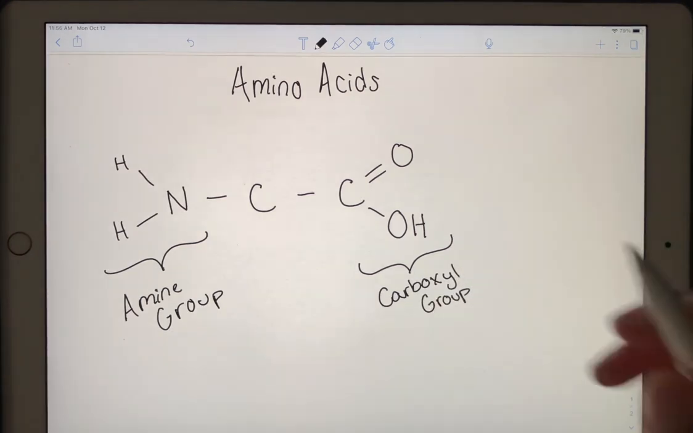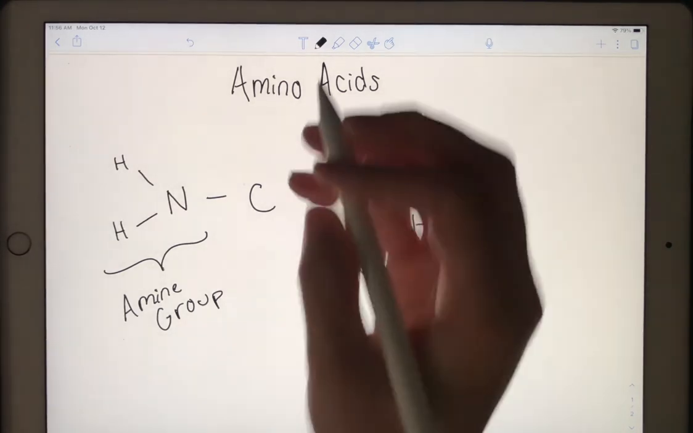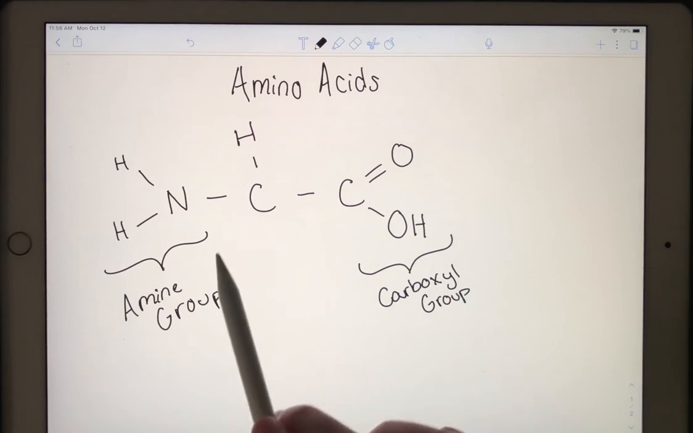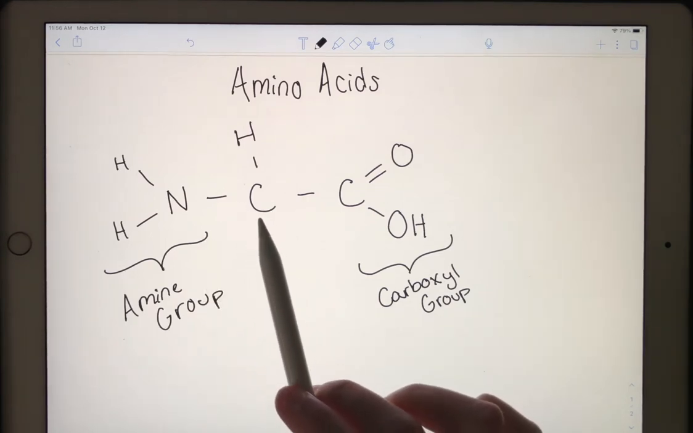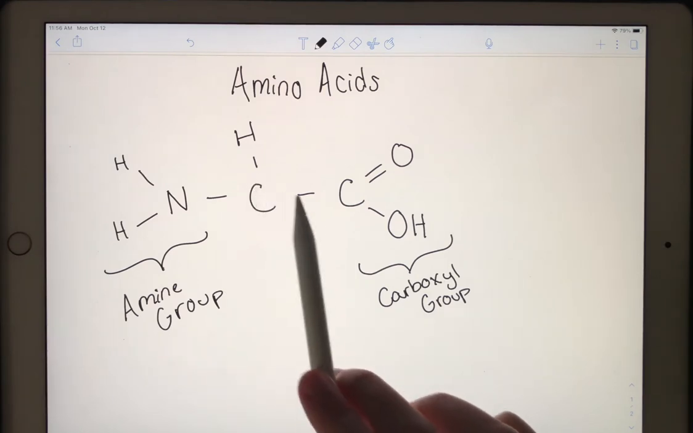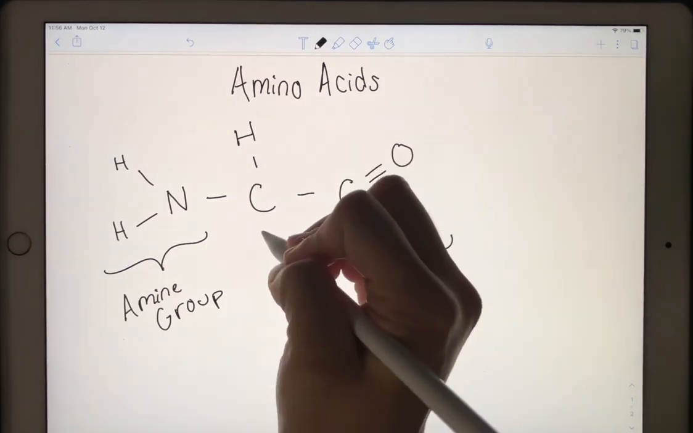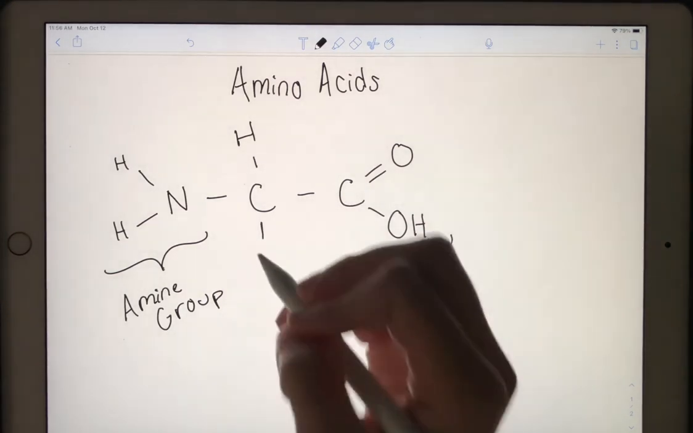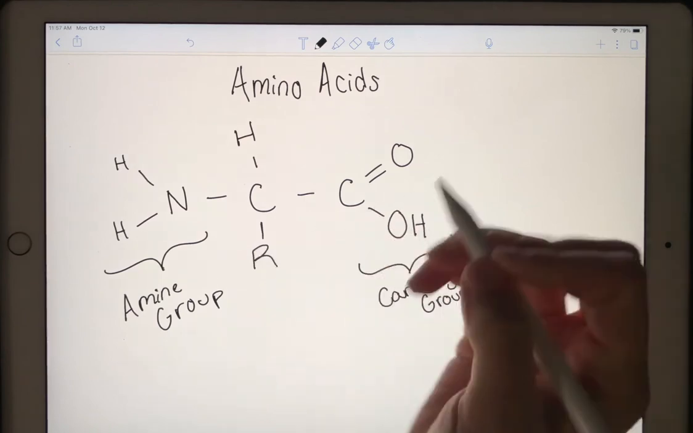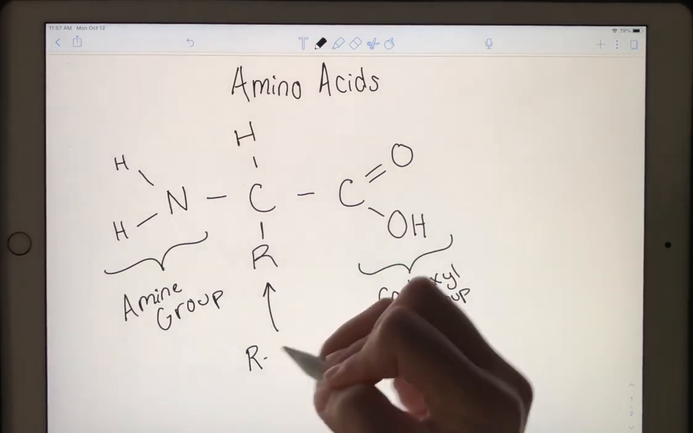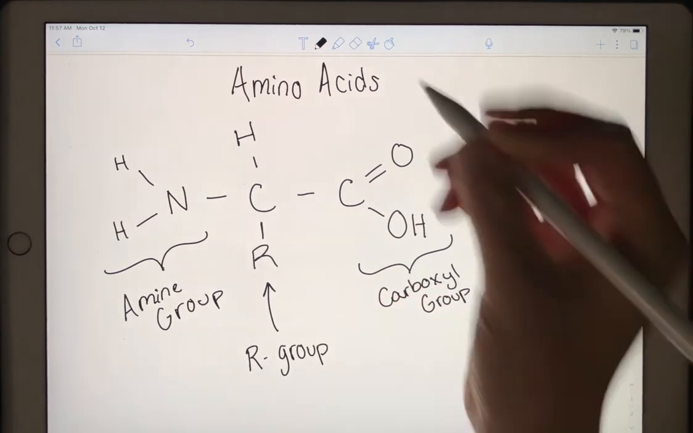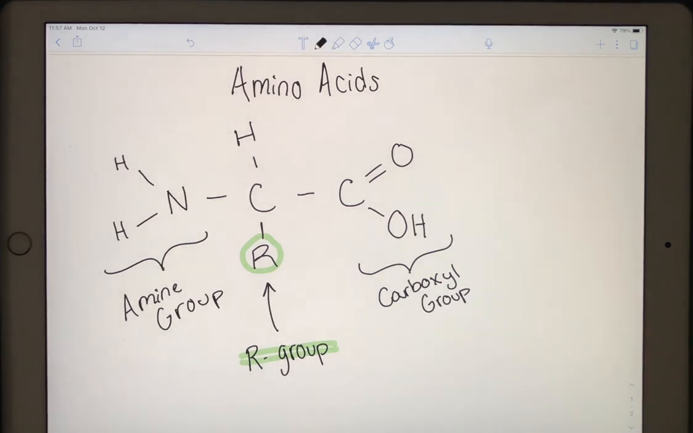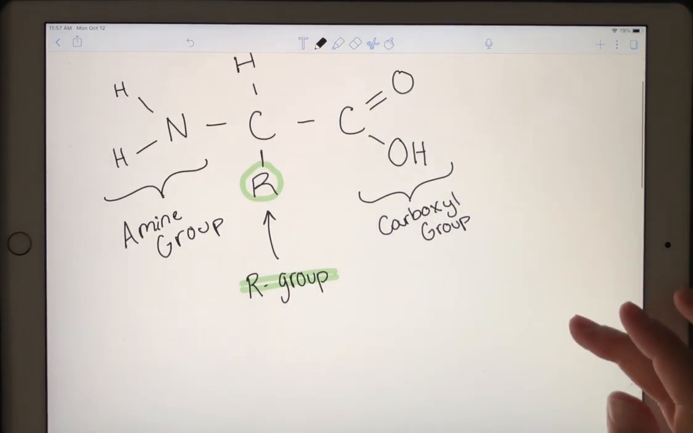That's not all though, because attached to the center carbon here is a hydrogen on the top, and we know that carbon, because it has 4 electrons in its outer shell, can make 4 bonds. And right now we have 1, 2, 3 bonds. So this carbon is going to be bonded to one other thing, and we call that one other thing the letter R. We say this is the R group.